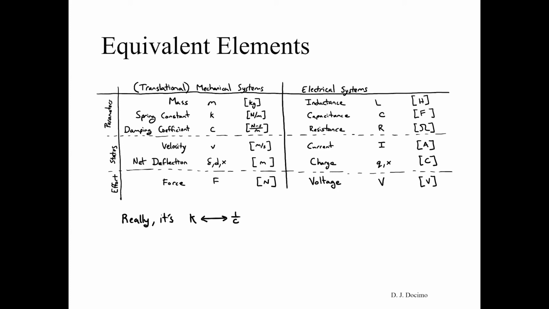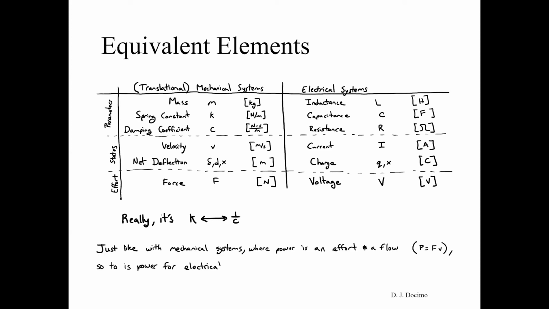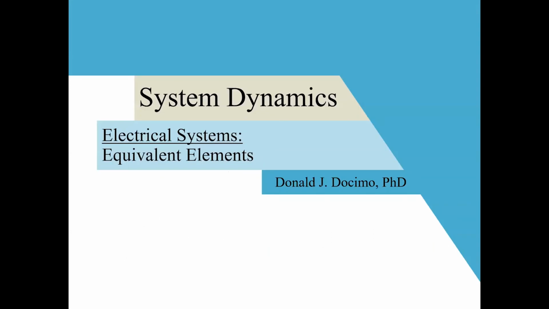And then finally, for our effort term, what our effort was in mechanical systems was a force. Now it is a voltage. A voltage is what drives electrical systems, capital V with units of volts. And just like with mechanical systems, where power is an effort times a flow, a force times a velocity, the same thing is true for electrical systems. So in those, power is a voltage times a current. And that covers equivalent elements for electrical systems.